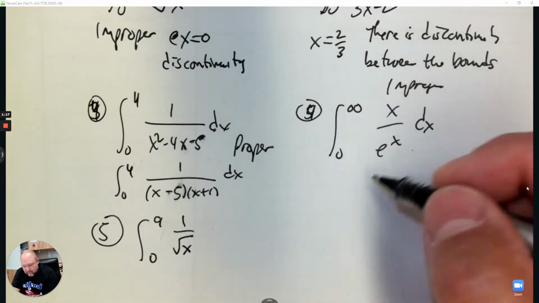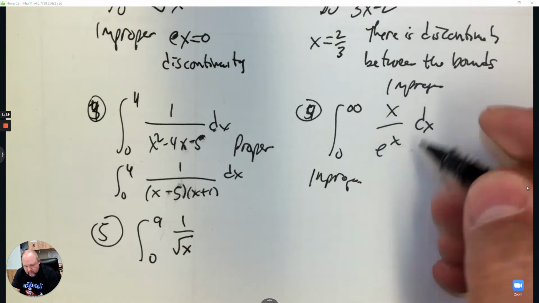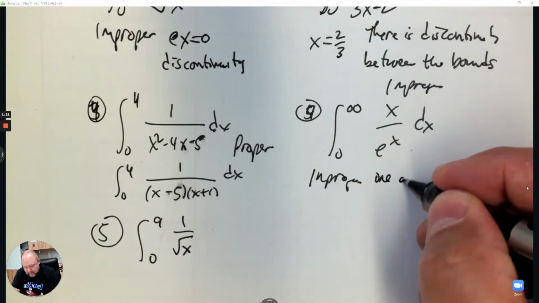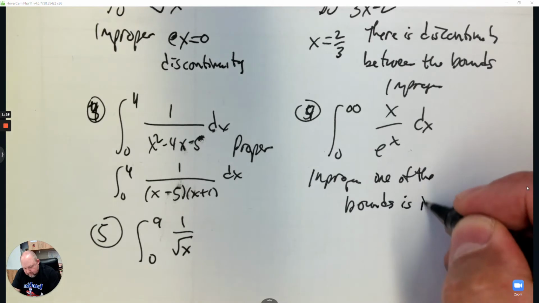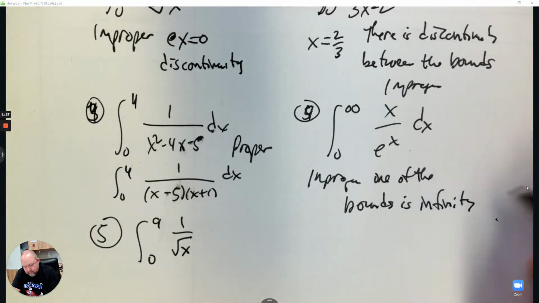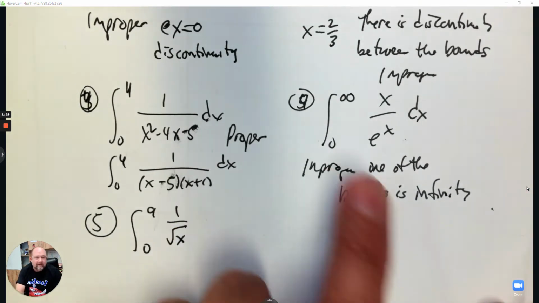This one is improper because one of the bounds is infinity. So because of that, it's improper.